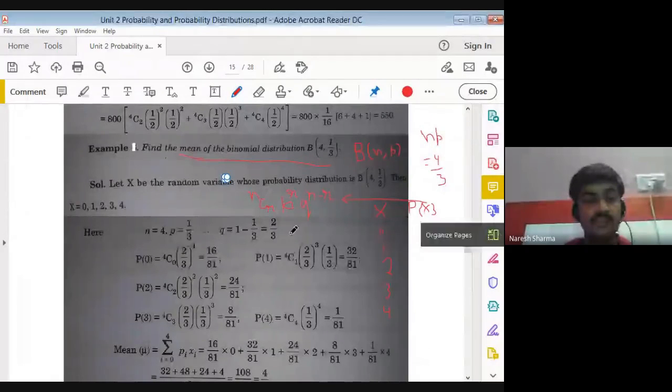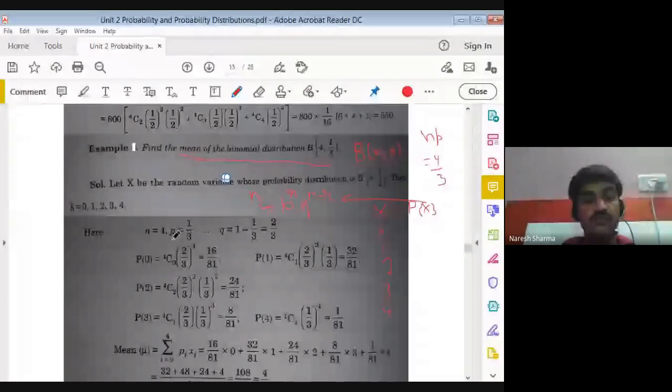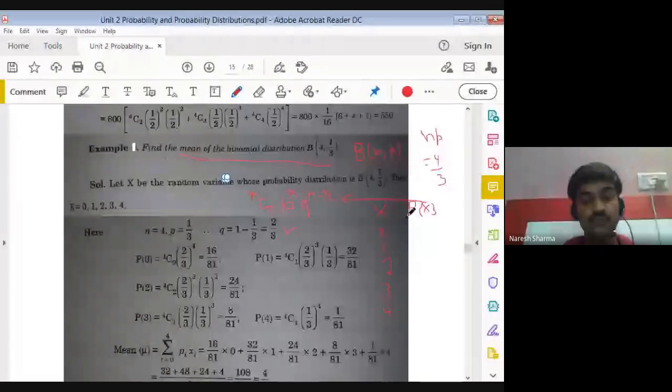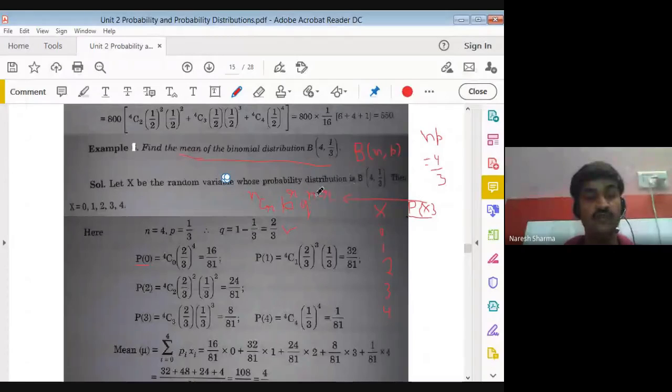So here n is 4, p is 1 by 3, so q, the failure, is 1 minus success, that is 1 minus 1 by 3, that is 2 by 3, right? So now we have the probability of success, failure, and n. So for P0, r is 0. For that we put r is 0, p raised to 0, q raised to power 4 minus 0. That means q raised to power 4. So it is 4C0 into 2 by 3 raised to power 4. So we can solve this.